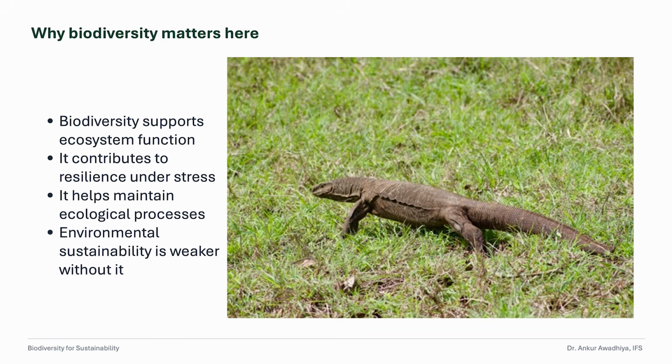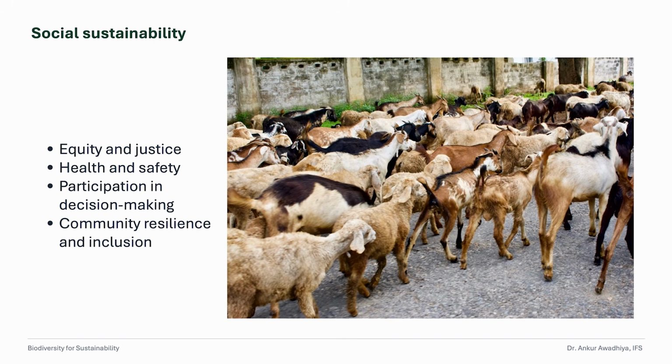Biodiversity matters deeply within this pillar because it supports ecosystem function, contributes to resilience under stress, and helps maintain ecological processes. A system with richer biological diversity often has greater capacity to absorb disturbance and continue functioning. We should not think of biodiversity as just a list of species. It is part of the working structure of ecosystems. Without it, environmental sustainability becomes weaker, less stable, and more vulnerable to shocks.